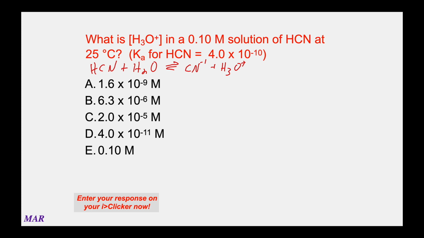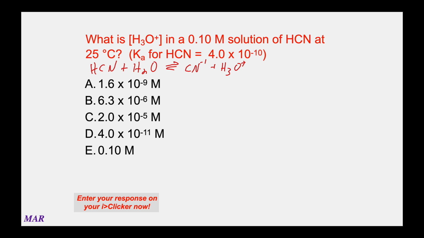And the question is, how do we get hydronium out of this equilibrium expression? One way to do this was you could do the ICE table. You're starting with 0.10 moles per liter of HCN and 0 cyanide and hydronium. Water is a liquid, so you don't need to worry about that. HCN will go down by X, cyanide and hydronium will go up by X, so you'll end up with X squared over 0.10 minus X equals Ka, 4.0 times 10 to the minus 10th. You can solve the quadratic formula, get an X value, and that X value will be hydronium.